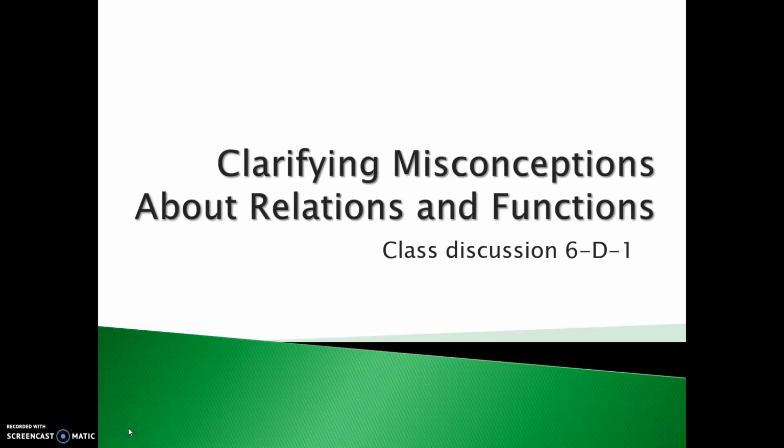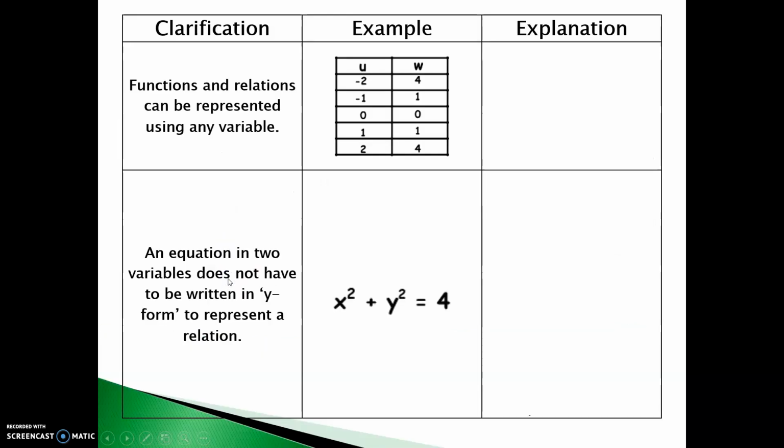All right, so some clarifications that we want to make. One is that functions and relations can be represented using any variable. Traditionally, when we look at this example table, we typically want to go from left to right. So we want to say U is the domain and W is the range, and that is not always the case. If U is the domain, which would be the traditional left to right, then W is a function of U, that for every U value, there is exactly one W value.